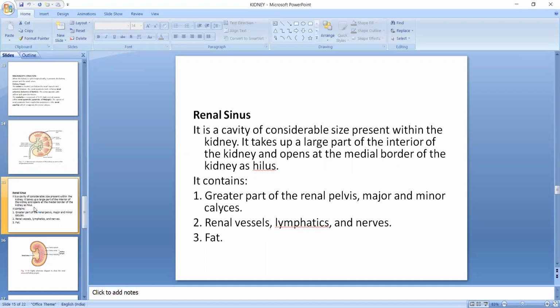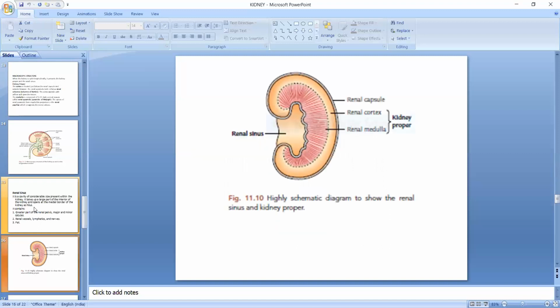Renal sinus: it is a cavity of considerable size present within the kidney. It takes up a large part of the interior of the kidney and opens at the medial border of the kidney as the hilus. It contains the greater part of the renal pelvis, major and minor calyces, renal vessels, lymphatics, nerves, and fat. We can see here the renal capsule, renal cortex and medulla. These constitute the kidney proper and the rest of the part is renal sinus.